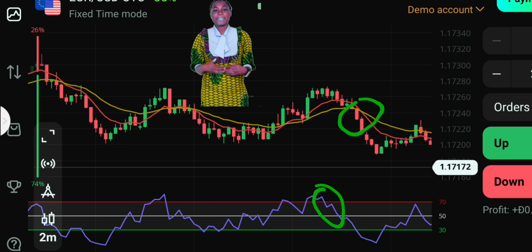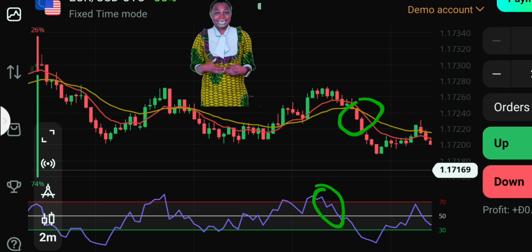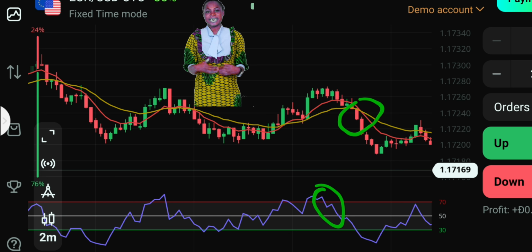In trading, you need to be very patient. You don't just open your chart and begin to trade up and down. You see the candle is going up, you place up. You see the candle is going down, you place down. No. You need to apply some technical analysis and price action to be very smart in trading. You go in early, you go out early. It's a scalping strategy in trading.